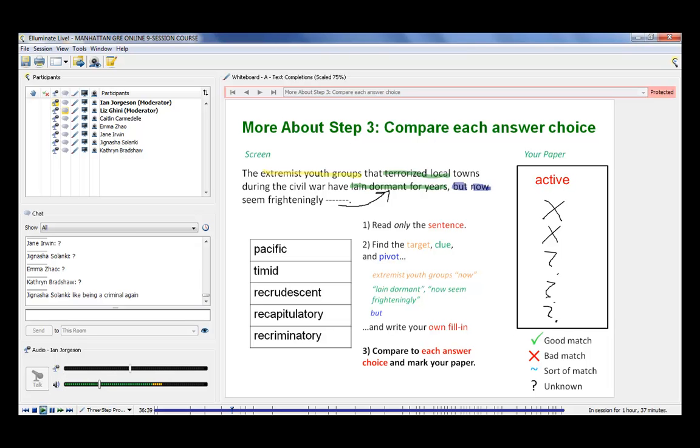But so what should I do here? Should I spend the next 5 minutes trying to decide which of these 3 words I don't know is correct? What should I do?